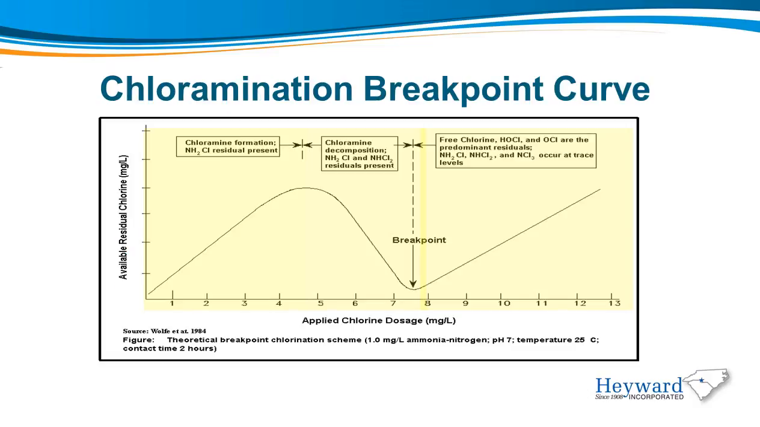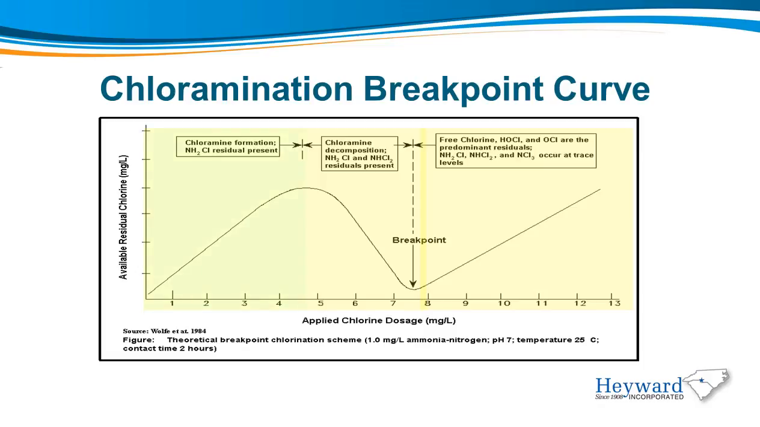This is the classic breakpoint curve, where a sample with a fixed ammonia concentration is increasingly dosed with chlorine, while the chlorine residual is measured. Here, the initial ammonia concentration is 1 milligram per liter. On the x-axis is the applied chlorine dosage, and the y-axis is the available residual chlorine as measured.